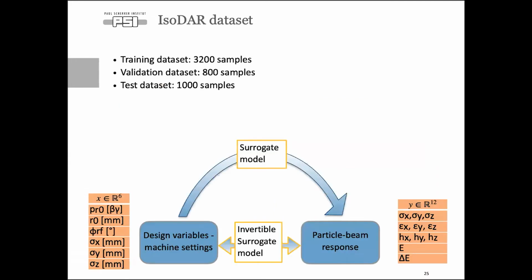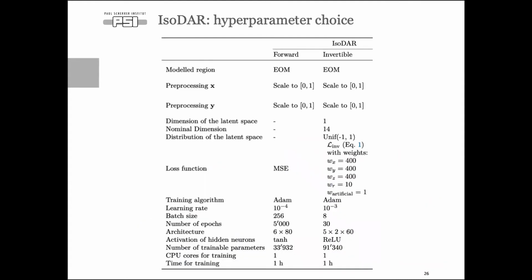And concerning the data set, we used again OPAL to create our samples. So we used 3,200 samples for training, 800 samples for validation, and 1,000 samples for testing. And here again, the list of hyperparameters, where I won't go into detail.